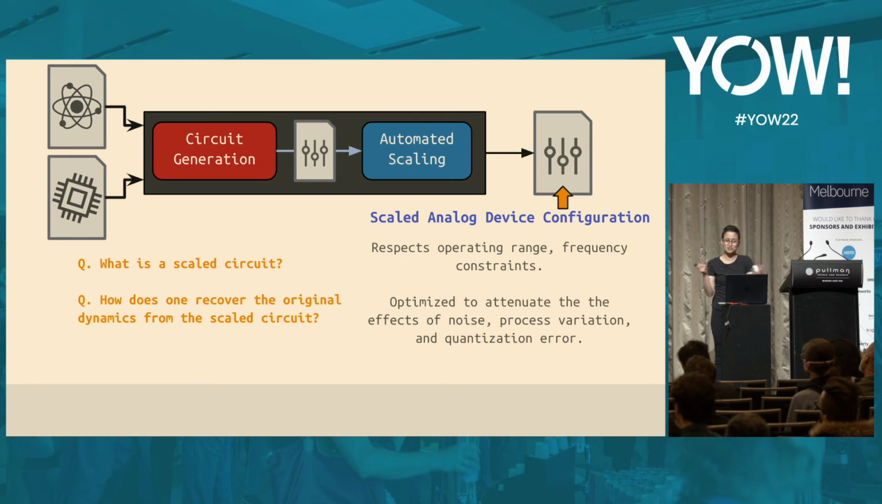So 2 questions. What is a scaled circuit? The scaled circuit is running a different differential equation under the hood. It's good that it's running, but you might ask, well, how do you get your original dynamics back? I wanted to run a harmonic oscillator. If you're running something else, I want to be able to get the trajectories of my position and velocity back from the hardware. So basically, I'm going to talk about what the scaled circuit is and how we recover our original dynamics from the hardware.